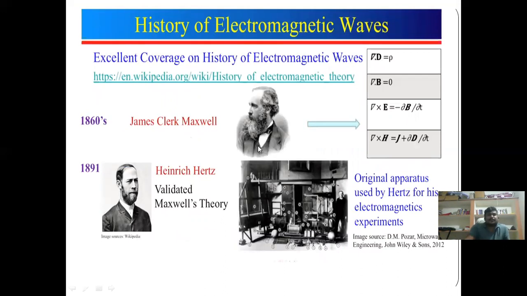So let's start with the basic study: the history of electromagnetic waves. To understand microwave frequencies, we need to understand electromagnetic waves, since microwave frequencies are electromagnetic waves, and where they started from. To analyze microwave frequencies, we need Maxwell's equations. These four equations are used for the analysis of the entire microwave field.